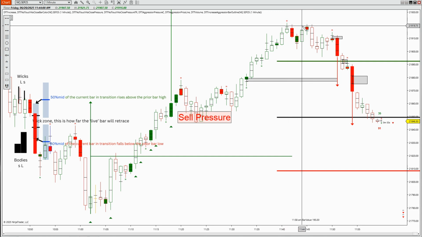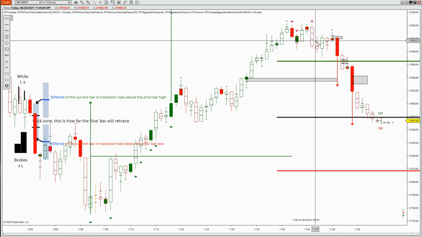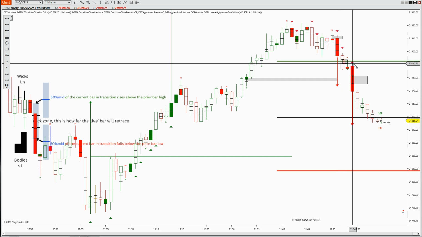High 22, high here 21. So yes, let's count this: 1, 2, 3, 4, 5, 6, and that's 7.